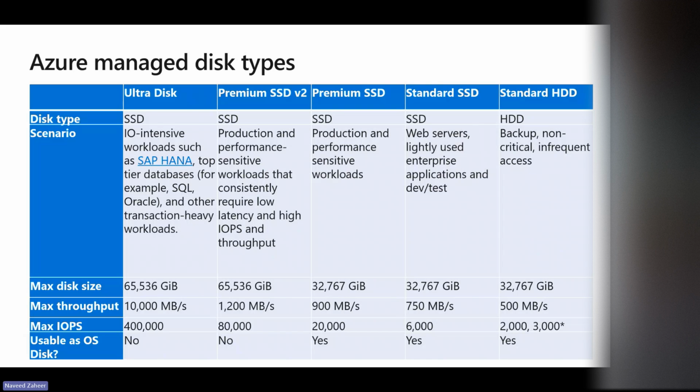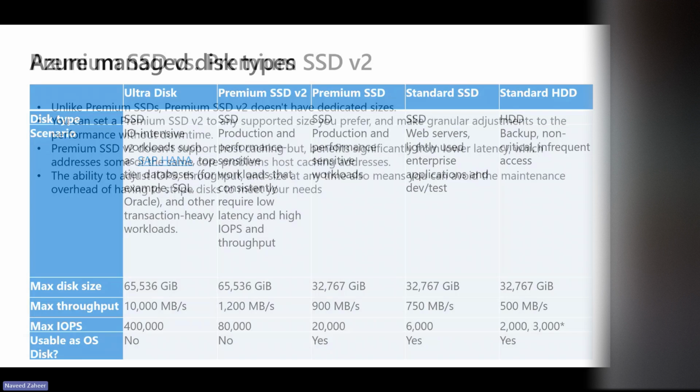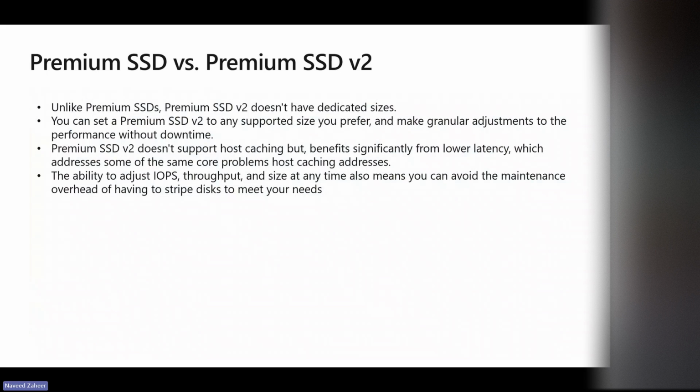You should be using it for most of your workloads, given that it gives you higher throughput for about the same price. But there are distinct differences between premium SSD and SSD V2. First of all, SSD V2 does not have a predefined size. With premium SSD you have fixed sizes like 512, and if you need a 400 GB disk, you have to pick 512, the closest size. In premium SSD V2, you can pick your own size.